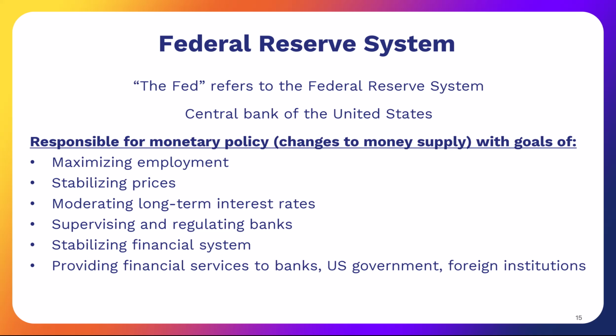So what are their primary goals? Maximize employment, stabilize prices. They're to moderate long-term interest rates, supervise and regulate banks, stabilize the financial system. They provide financial services to banks, the United States government, and foreign institutions. So they have many tasks, if you will, but their primary function is the supply of money.